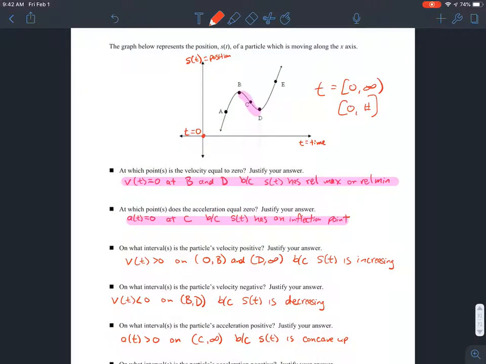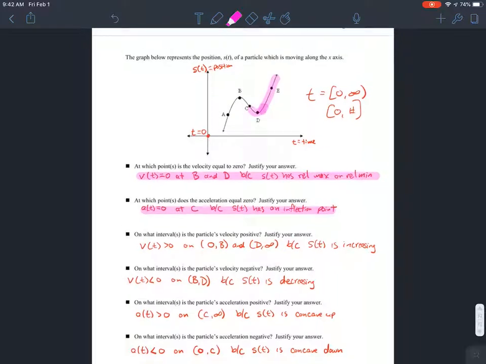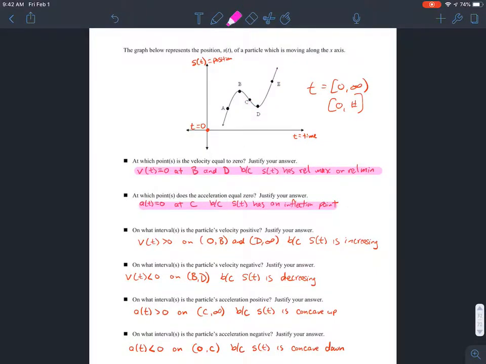On what interval is the particle's acceleration positive? Well, let's look at concavity. It's positive when the graph is concave up. So the acceleration is greater than 0 from c to infinity, non-inclusive, because s of t is concave up. On what interval is the acceleration negative? Well, that's when it's concave down. That's from 0 to c. Once again, 0, because we're starting at time 0. We're measuring how something's changing as time progresses.